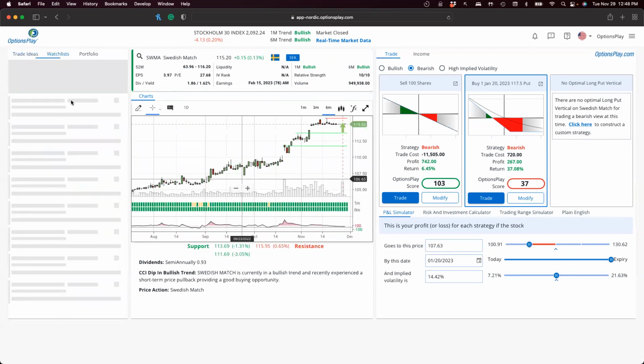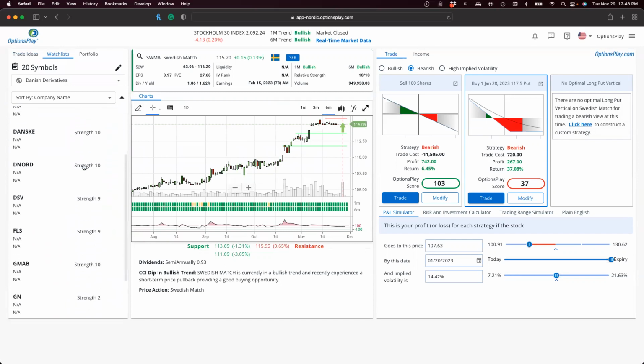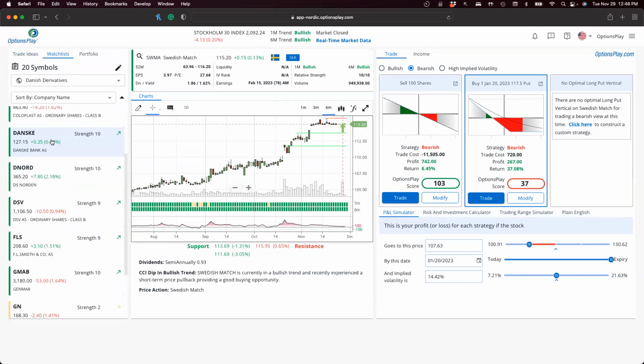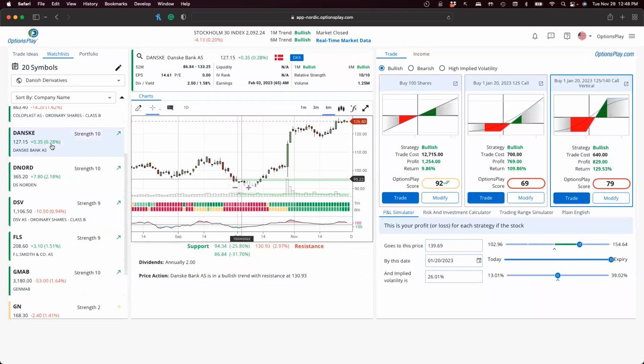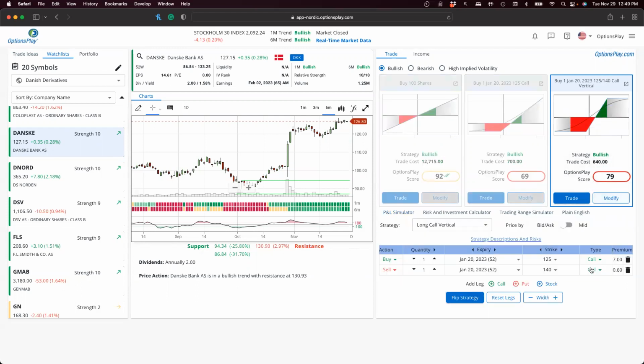Let's pull up our watch list here. I'll look at some of the banks. Let's look at Danske Bank. So let's say I'm bullish here on the Swedish banks here, which has recently had a very strong move to the upside. And let's say I think this is going to continue moving on, but I want to take that bullish view with limited risk. So this allows me to select that January 23, and I'm buying the 125 and I'm selling the 140 against it. So let's take a look at this.